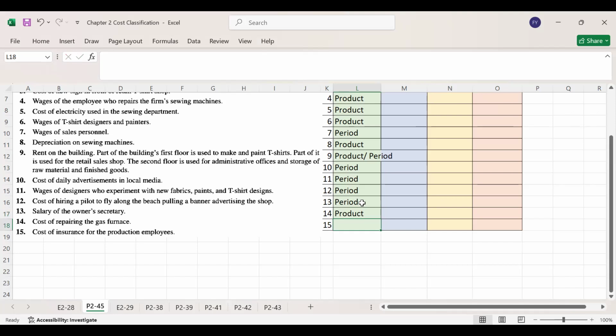Cost of insurance for the production employees. So these employees are the production employees, the factory employees. This means this is the cost of the factory. So this is the product cost. So this is the classification of product cost and period cost.